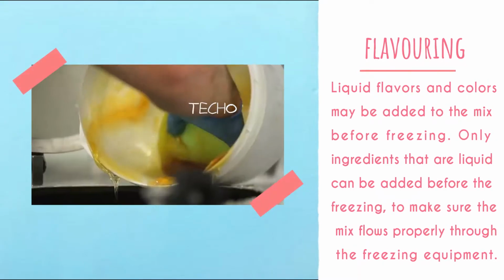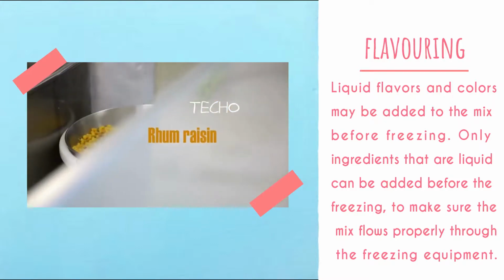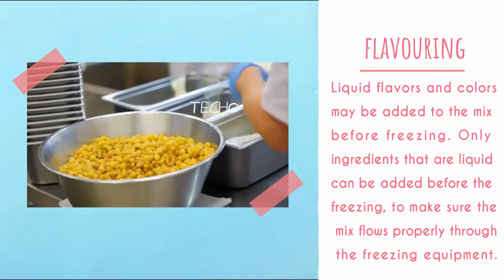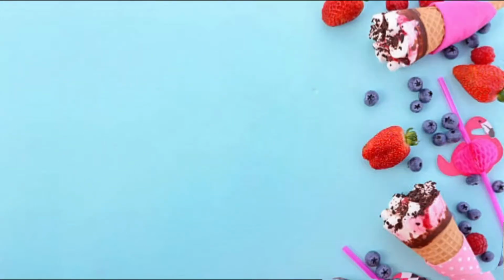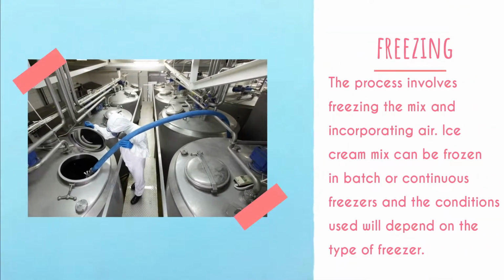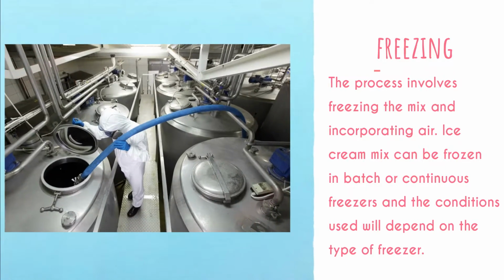Flavoring. Liquid flavors and colors may be added to the mix before freezing. Only ingredients that are liquid can be added before the freezing, to make sure the mix flows properly through the freezing equipment. Freezing. The process involves freezing the mix and incorporating air. Ice cream mix can be frozen in batch or continuous freezers, and the conditions used will depend on the type of freezer.